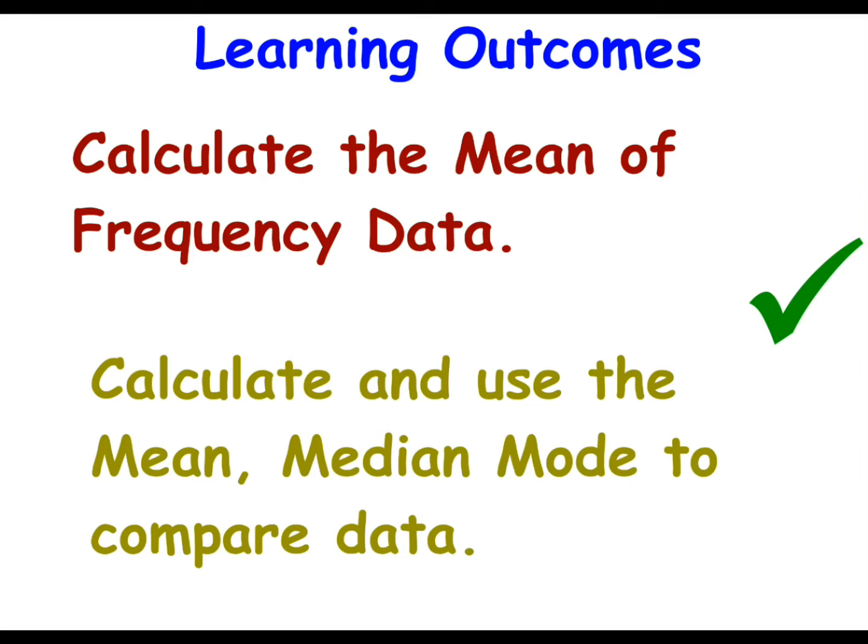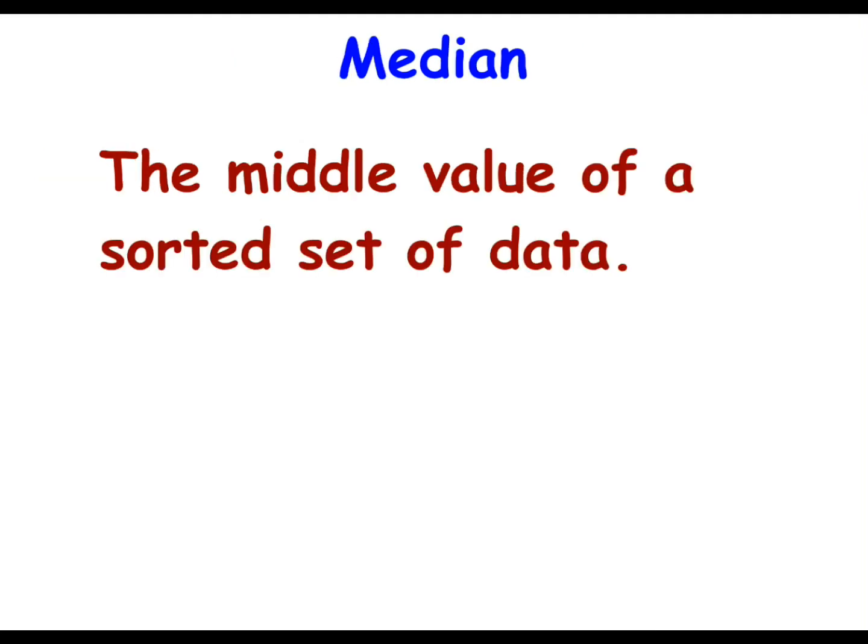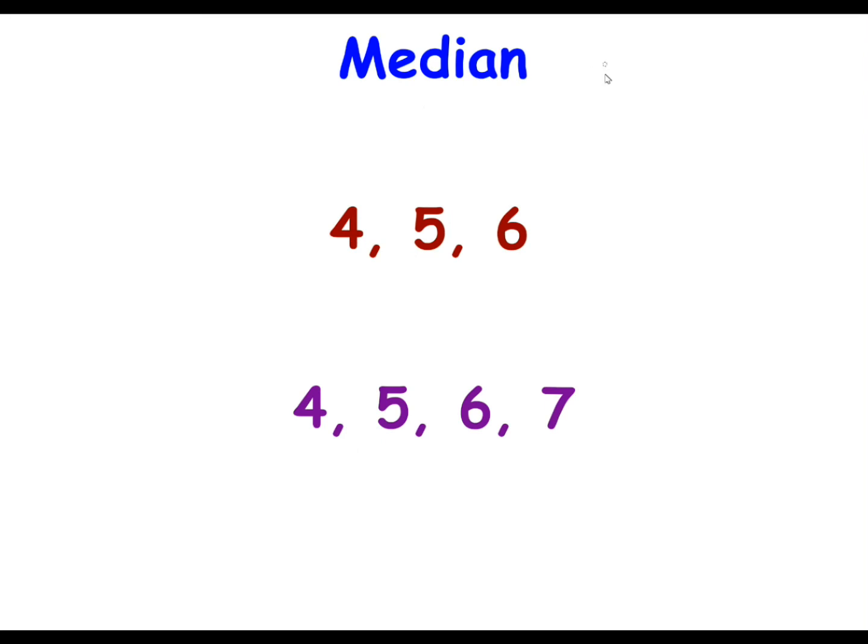Next, we're going to look at calculating and using the mean, median, and mode to compare data. Now, the median links to sorting numbers, and we'll go through the median first because we've already understood what the mean gives us, which is the calculated center point of our data. So the median is the middle of a sorted set of data. Now you have to put the numbers in numerical order. That's our linked learning, sorting. And once we've sorted it, we have to find the middle of our data.